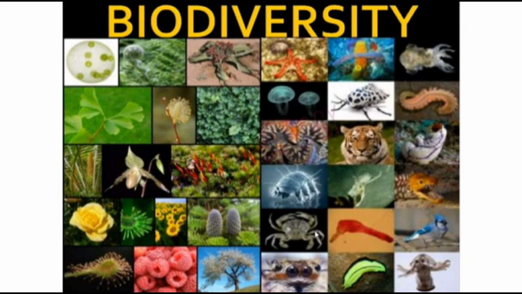If any alien comes from a different planet, the first thing it will be surprised by is seeing the varieties of organisms living on our earth. We have such a huge number of varieties of organisms. That is why it is called biodiversity.